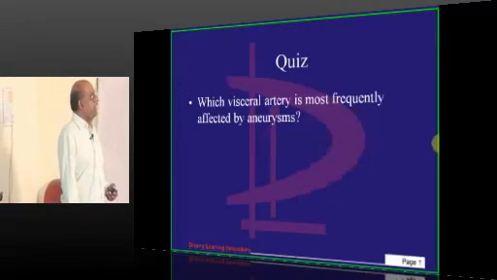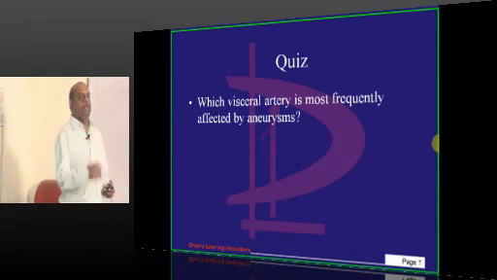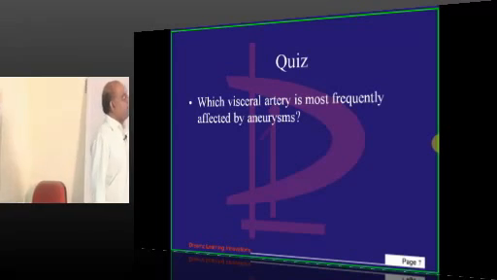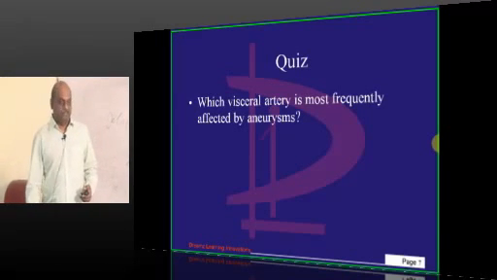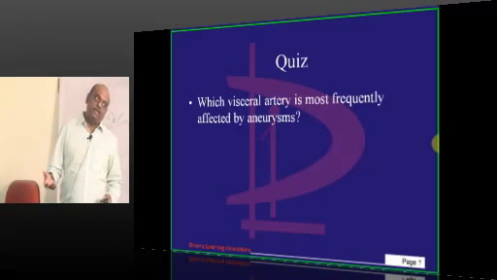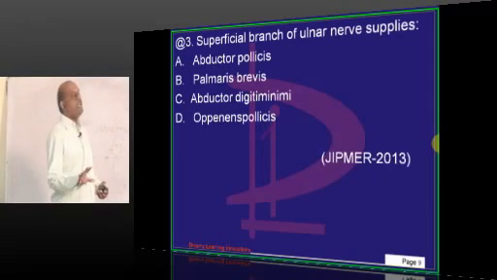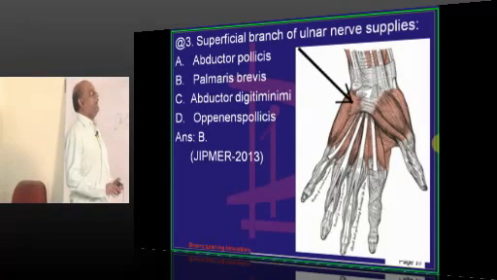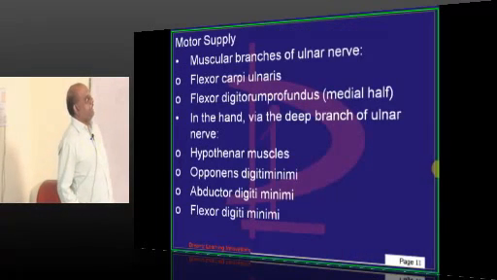in the country. Now doctor, let me shoot you a quiz question. Please shoot me an answer. Which visceral artery is most commonly affected by aneurysm? Splenic artery. Excellent. Now the superficial branch of the ulnar supplies palmaris brevis is what you need to basically remember.